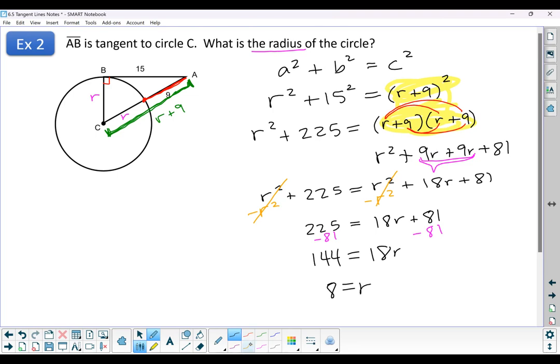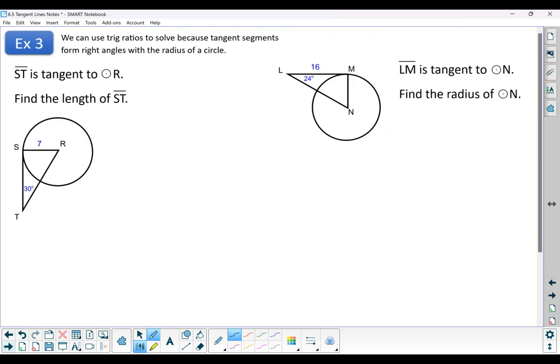So that tells me that the radius of the circle is 8, and we have finished the problem. So this is a very tricky one. You do have to use a binomial for the hypotenuse to solve this. So it's a bit tricky. Example 3, if we had an angle, we could also use trig ratios to solve because we have right triangles here. So we'll just do these couple examples using trig.